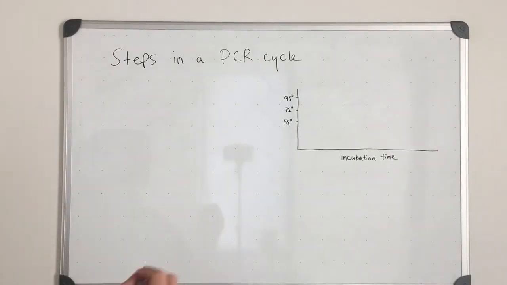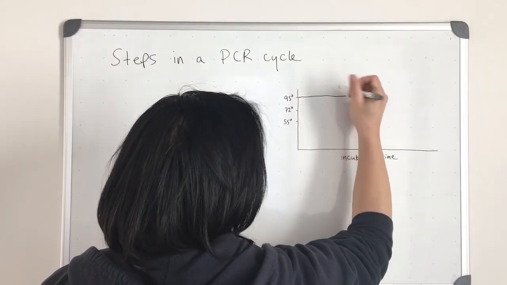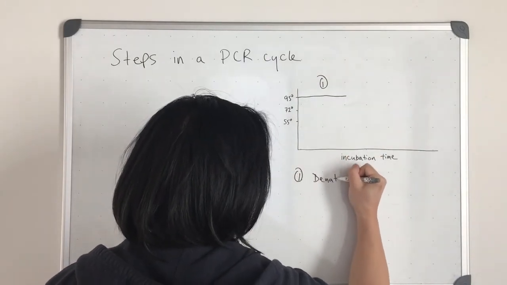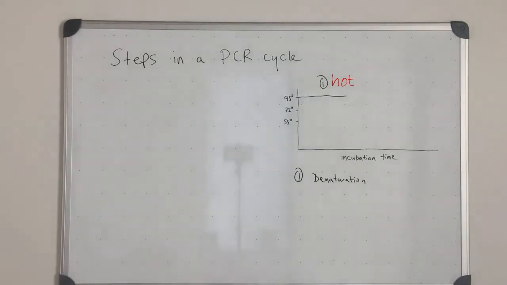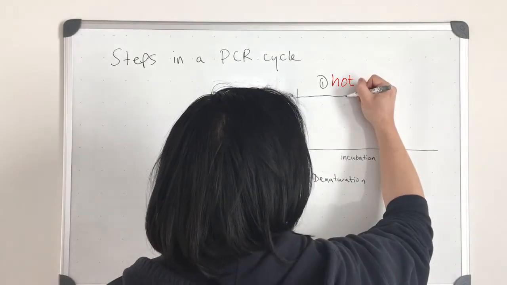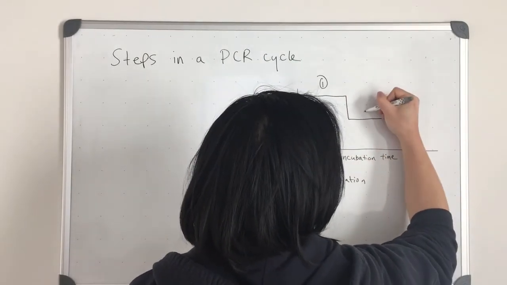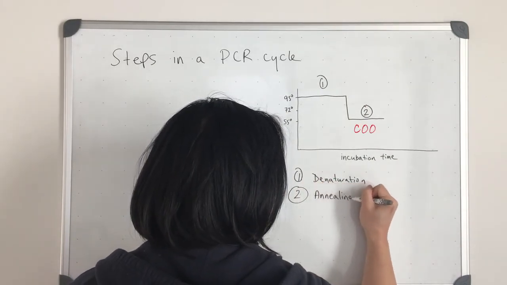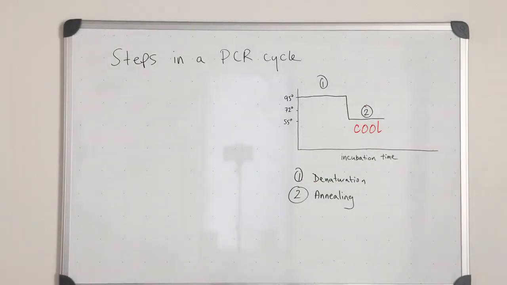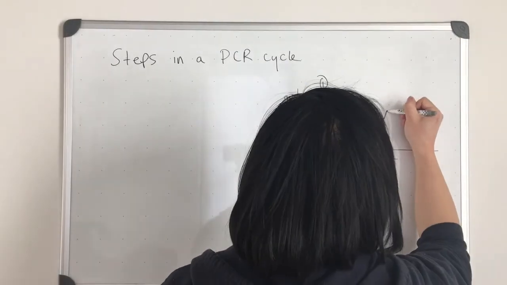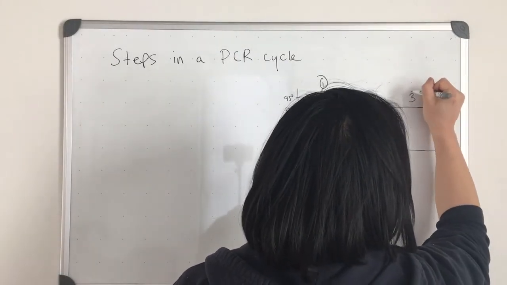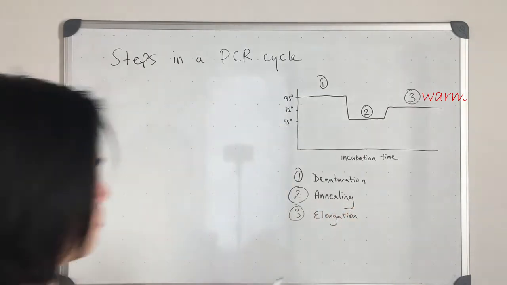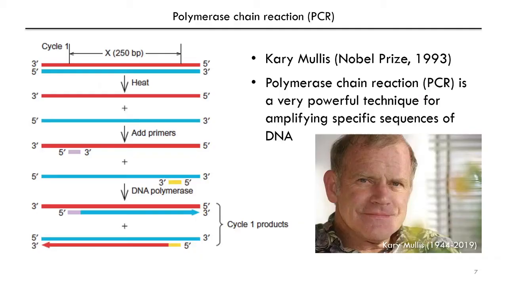There are three main steps in the PCR cycle. The first step is denaturation of the DNA template. This is done above the melting temperature, so the sample is hot. The second step is to anneal the primers to the template. This is done below the melting temperature, so the sample is cooled. The third step is elongation, and during this step, the sample is warmed to the temperature at which DNA polymerase is most active.